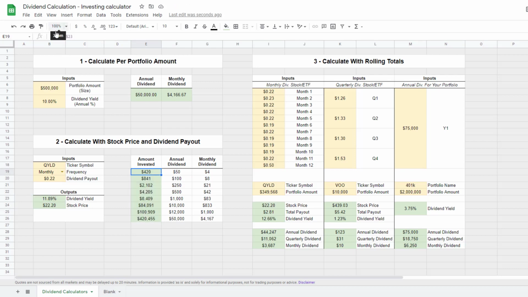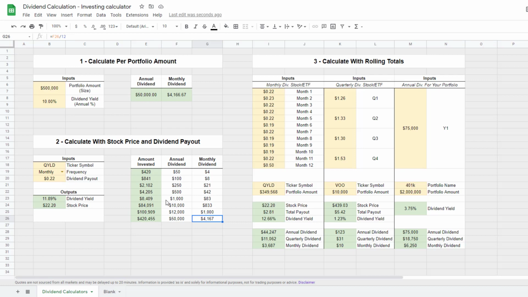It will take each number from the cell over here and divide it by the dividend yield, which should give you your amount invested or your portfolio size to be able to achieve this annual dividend. So with QYLD paying a 12% dividend yield, you would need $420,000 invested to be able to achieve $50,000 in annual dividends, or close to $4,000 a year.